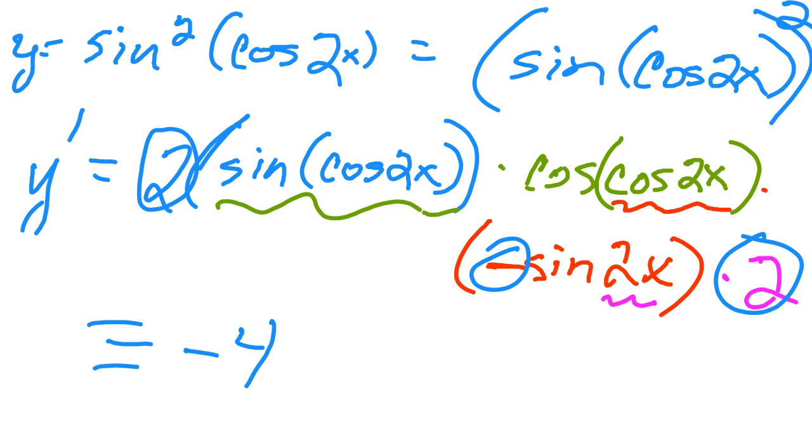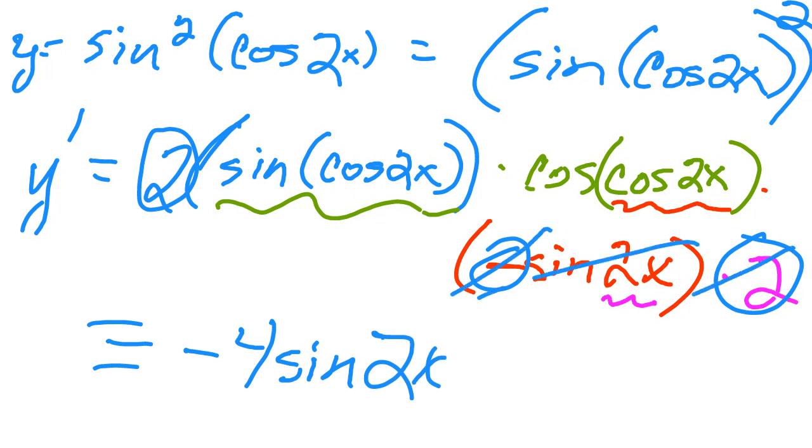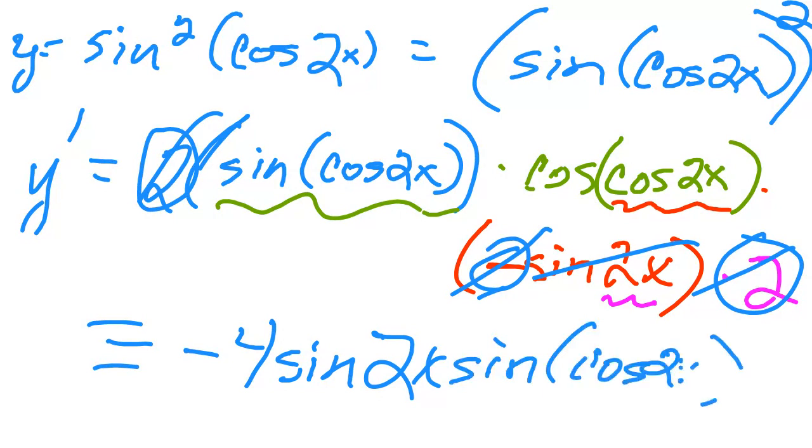And then I'll use this one next, sine of 2x. So that's that one, the minus is gone. And then sine of cosine 2x times cosine of cosine 2x. Okay, all good? I kind of buzzed through that, but time to move on.